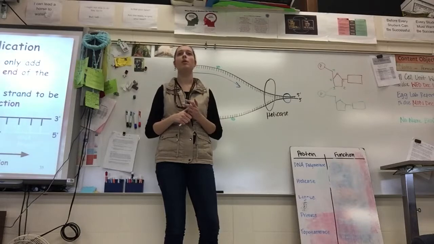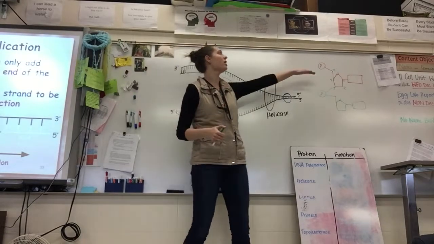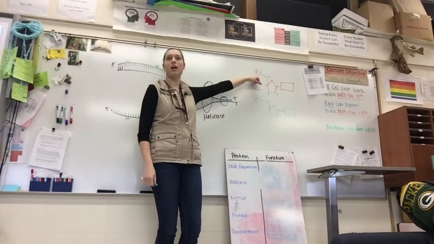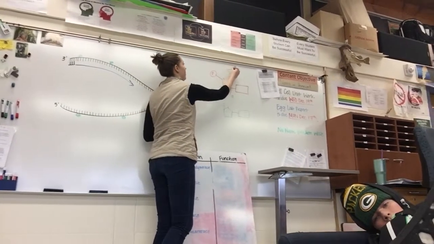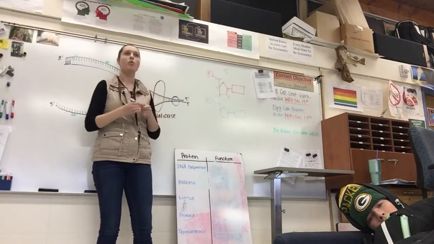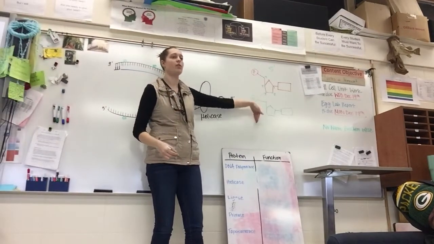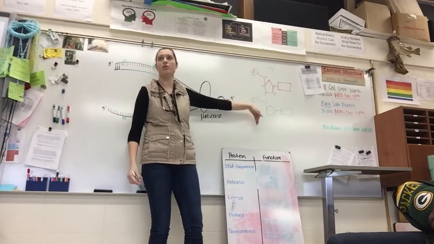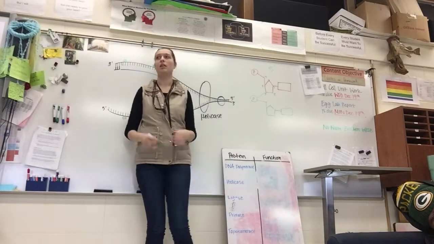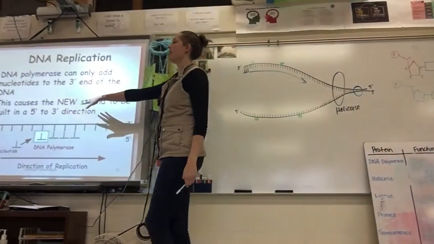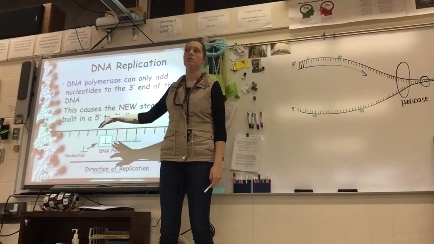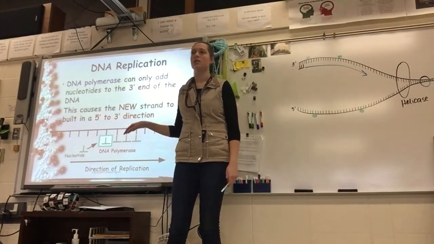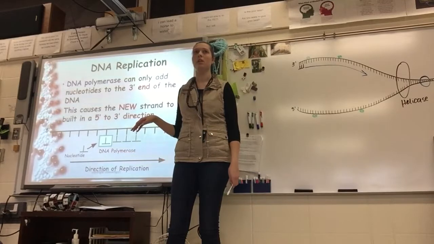So what this is showing is that we're starting at a 5' side. This side at the top here is our 5' end, and we're going to build in the direction of the 3'. So we're going to keep adding on to the 3' side. That's how we're getting this whole strand; it has to be built in a 5' to 3' direction. Did I lose you guys? You still with me? Okay.